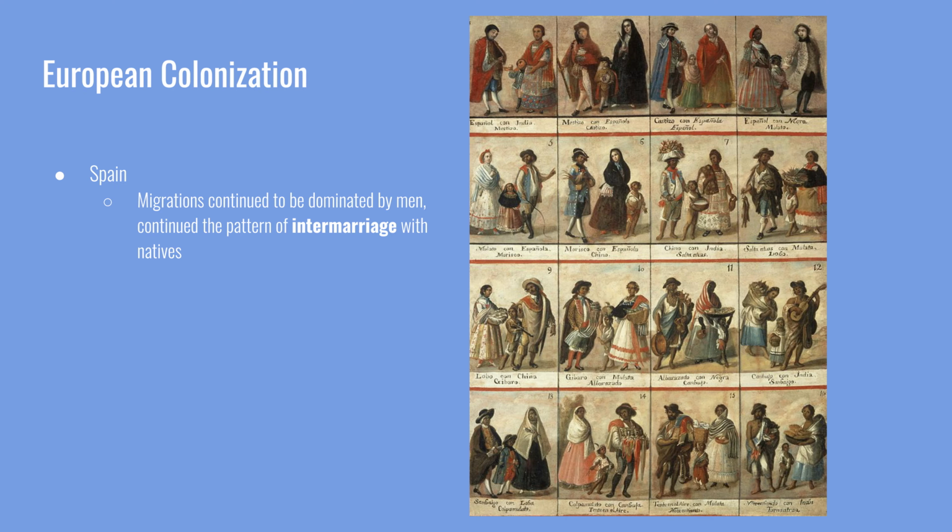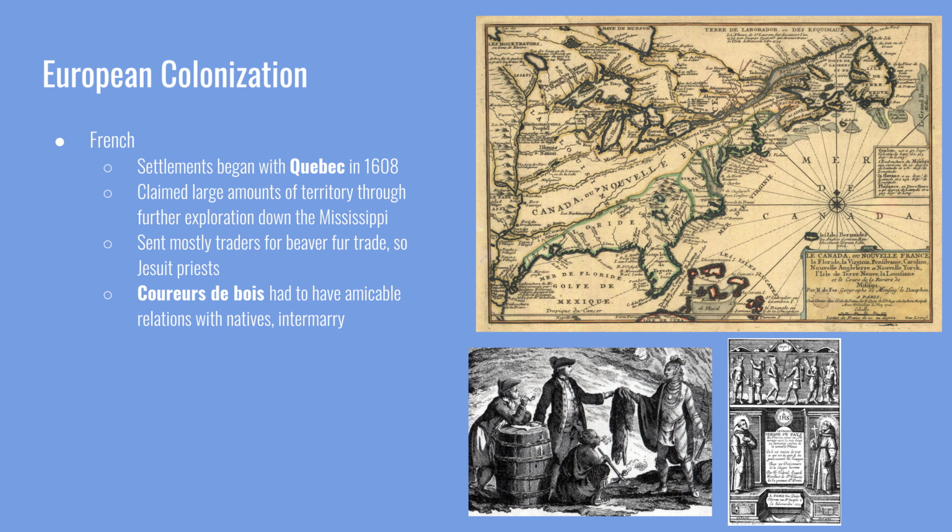Here's some continuity from the historical period. The Spanish were motivated by gold, God, and glory. The migration patterns reflected their goals and settlements, missionary activities, and economic activities that they focused on. Migrations were dominated by single men, and when they settled, they intermarried with natives, which led to a very complex system of class.